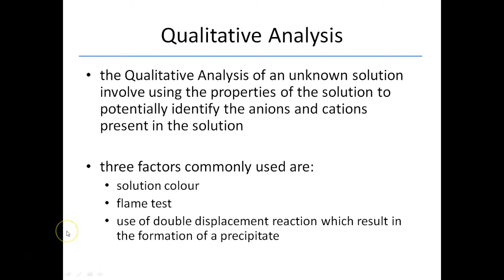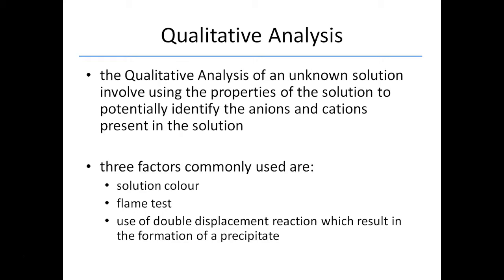What we're going to do is look at what's called qualitative analysis. Now, qualitative analysis occurs when we take a solution and use its physical properties as well as the ability to form precipitate to identify the potential cations and anions that are in the solution.